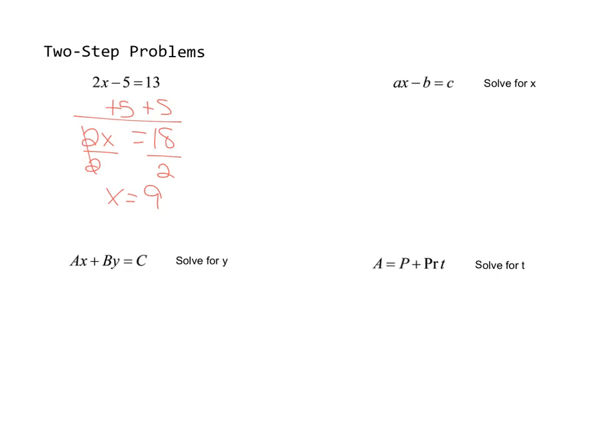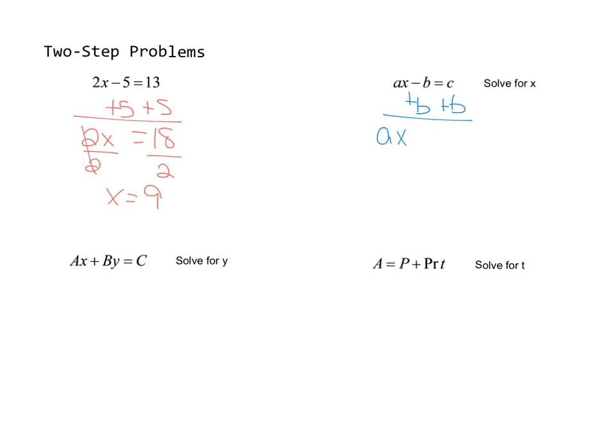These are going to be the same way. So let's look at this one. ax minus b equals c, and we're solving for x. I find x. I've got to save it to the very end. I've got to get rid of this minus b, so I'm going to use my inverse operation. I'm going to add b to both sides.